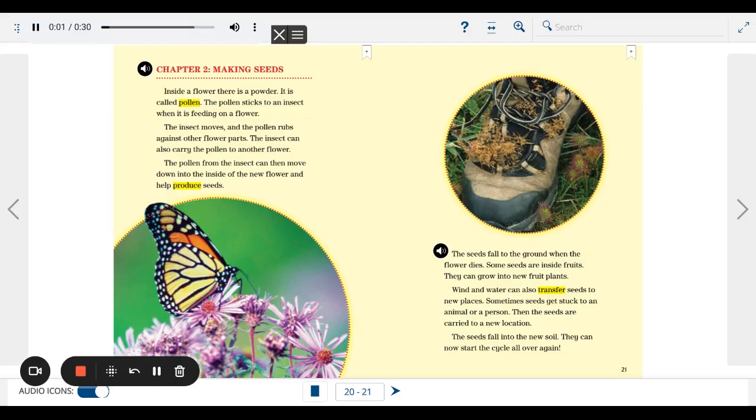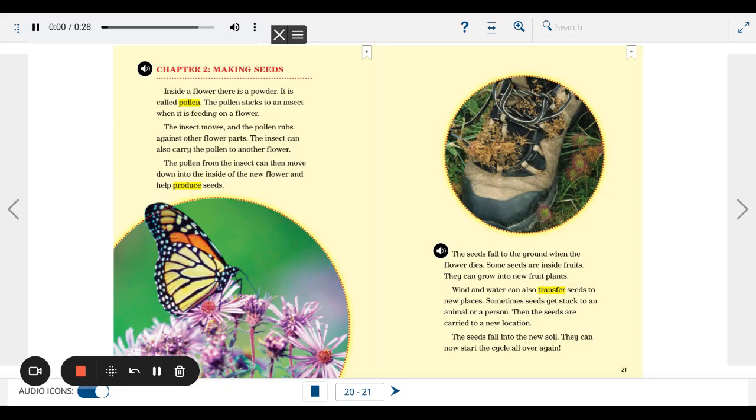Chapter 2. Making Seeds. Inside a flower there is a powder. It is called pollen. The pollen sticks to an insect when it is feeding on a flower. The insect moves, and the pollen rubs against other flower parts. The insect can also carry the pollen to another flower. The pollen from the insect can then move down into the inside of the new flower and help produce seeds.